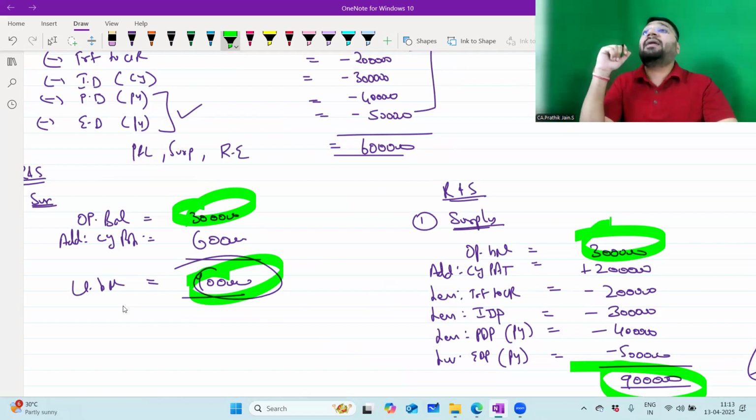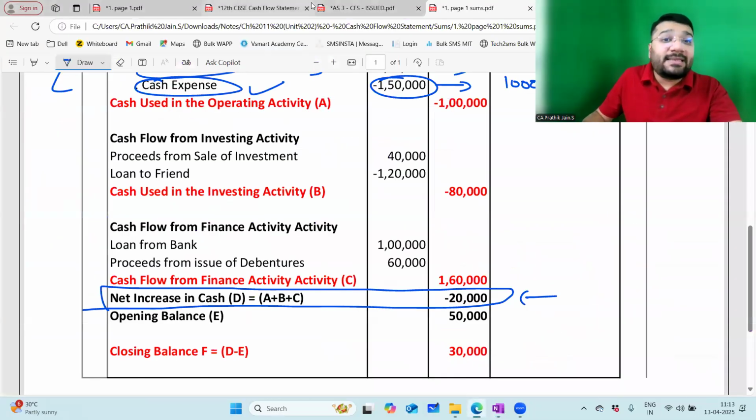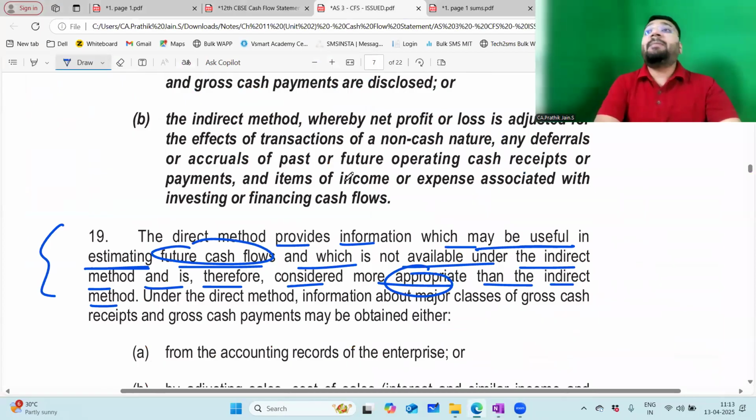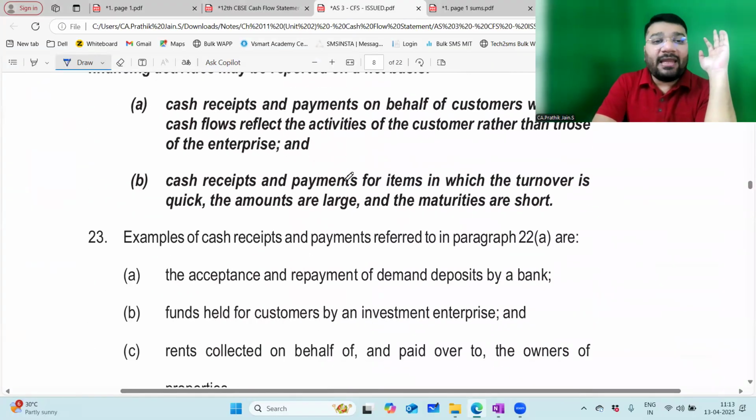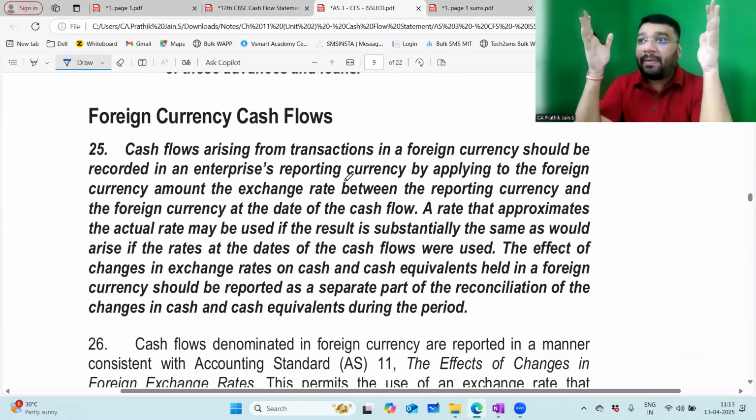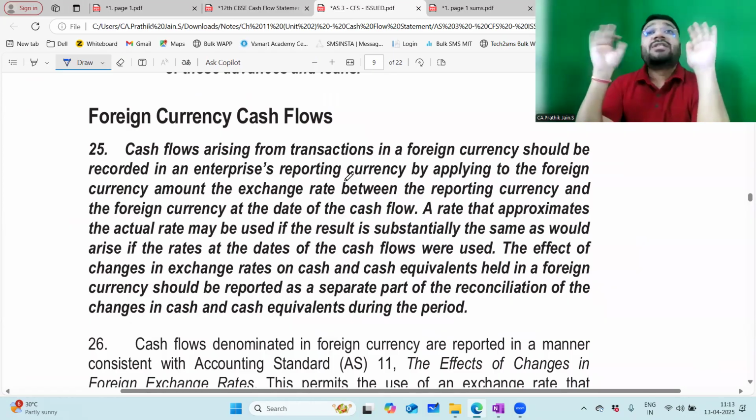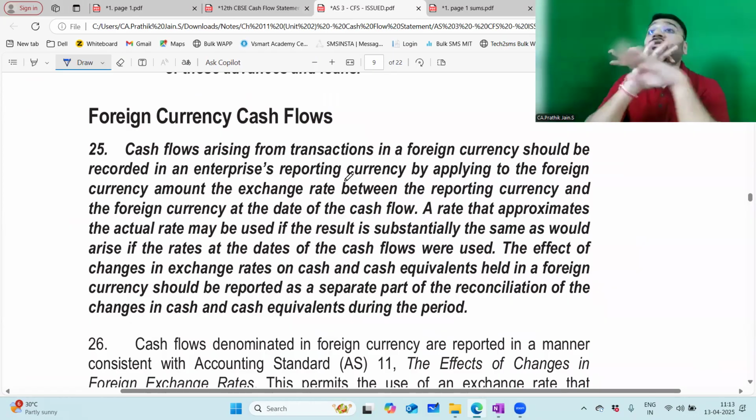For your information, let me tell you, there is no format as such that has been prescribed by AS3. In the entire AS3, there's only one example that has been given, and people have taken that as a base and prepared the cash flow statement like that. Anywhere in the cash flow statement, there's no format as such. Like in Schedule 3, we had a format: this is how you have to prepare the balance sheet, this is how you are supposed to prepare the P&L account, this is how you're supposed to prepare the notes. The format which is given in Schedule 3, such a format for preparing the cash flow statement is not given in AS3.